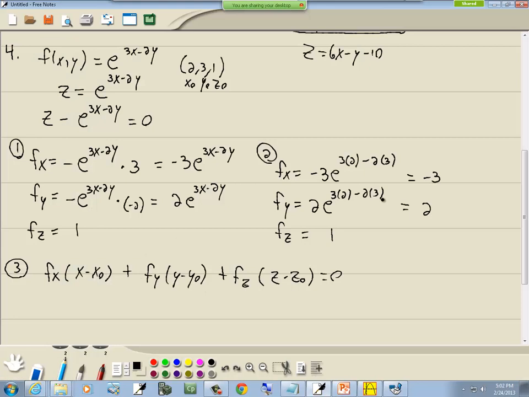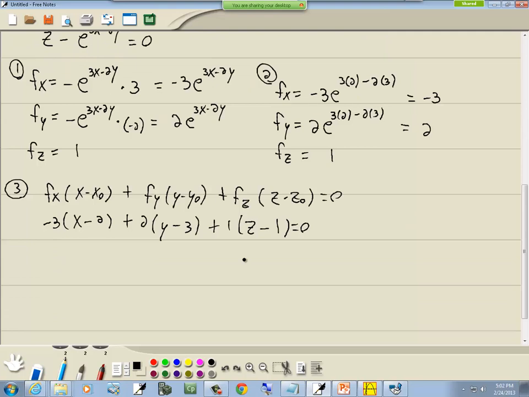Partials back to x was negative 3 times x minus x naught, which is 2. And then f partials back to y was 2 times y minus y naught, which is 3, plus 1 times z minus z naught, which was 1, equals 0. And I'm just getting those x naught and y naught and z naught from our original point.